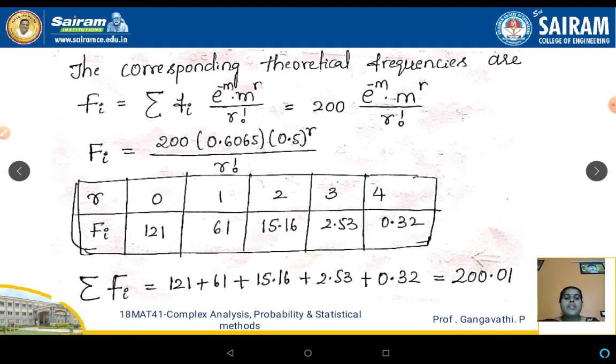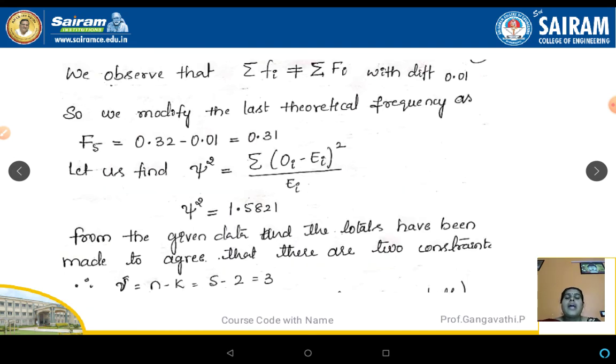Now observe that summation small letter Fi are the observed values given in the tabular column, and capital letter Fi are the expected values. The summation of small Fi and the summation of capital letter Fi are not equal, where the difference is 0.01. Summation of small Fi is 200 and summation of capital letter Fi is 200.01. The difference is only 0.01.